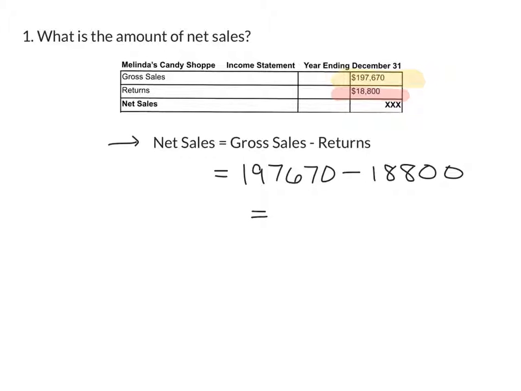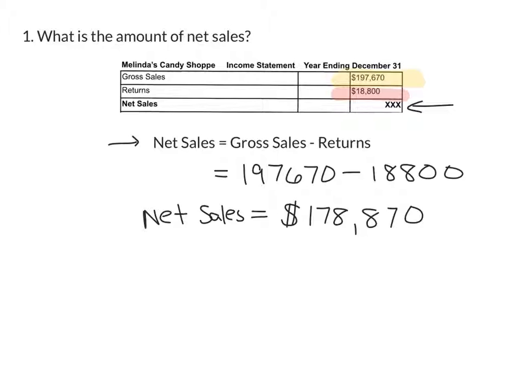When we subtract these two values, we get a value of $178,870. So this is our value of net sales. And we would place this into the income statement on this line.